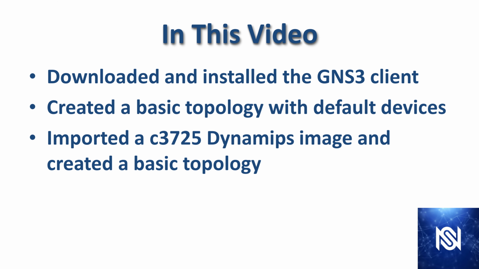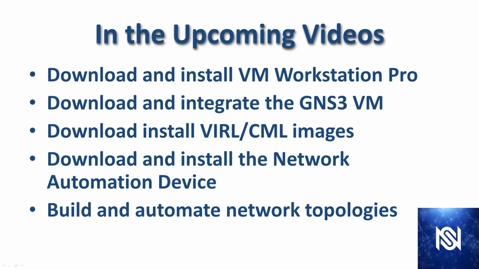All right, so I think that's going to do it for this video. With respect to the installation, we downloaded and installed the GNS3 client. We created a basic topology with default devices, and then we imported a C3725 Dynamips image and created a basic topology. In the upcoming videos, we're going to go to the next steps in our installation.